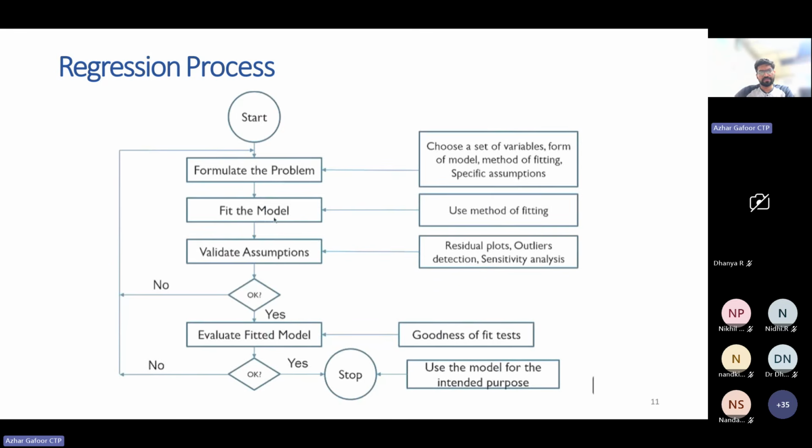What are the stages in a regression process? We have the start of the problem, then we formulate the problem. That is, we choose the set of variables, or we form the model, we decide the complexity of the model, then the method of fitting, and some of the assumptions that we need. Then we try to fit the model.